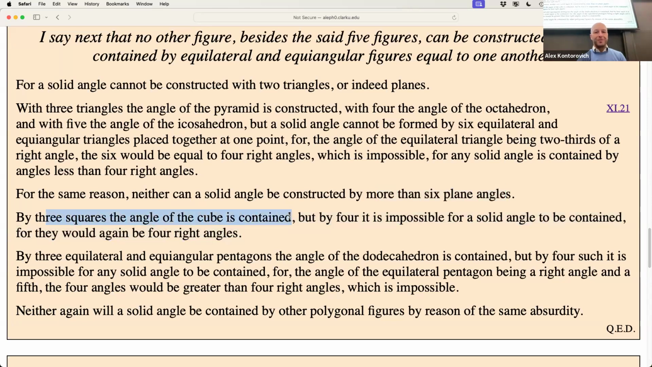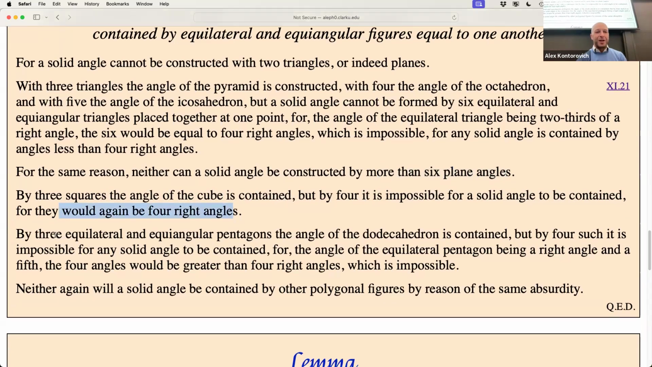With 3 squares, you get the cube, but 4 is impossible because they would again be 4 right angles. With 3 equilateral and equiangular pentagons, the angle of the dodecahedron is contained. Okay, so that's this thing. But 4 is impossible to have a solid angle because the angle being of the pentagon, the 4 angles would be greater than 4 right angles. Neither again will any solid be contained by polygonal figures other than the ones we've described, by reason of absurdity. That's the classification of regular solids.